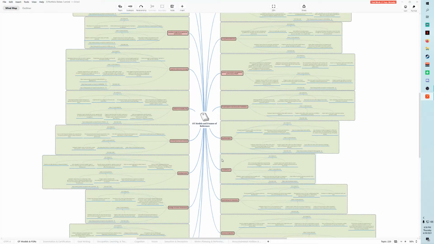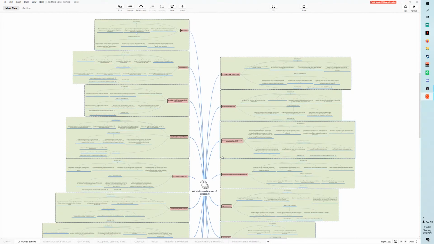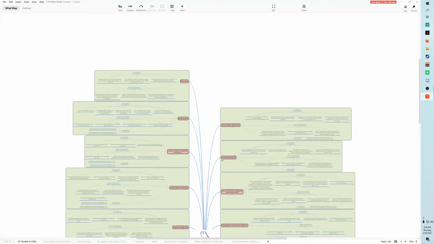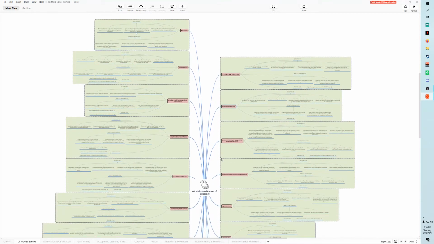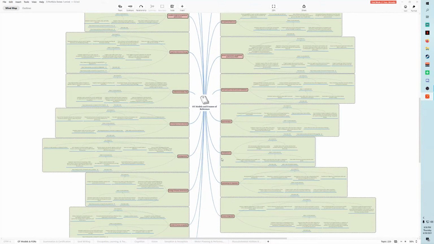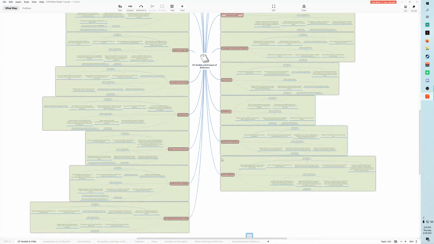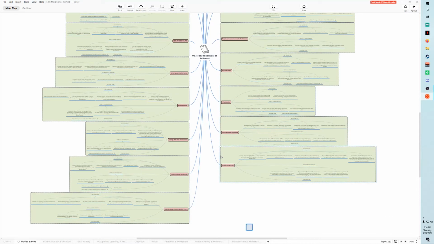Next, I have the OT models and frames of reference. This covers information between different textbooks, so this is a really good comprehensive list that we can utilize and will be beneficial to review for both fieldwork and the NBCOT. Having a general knowledge of this is really important in planning and guiding our interventions.